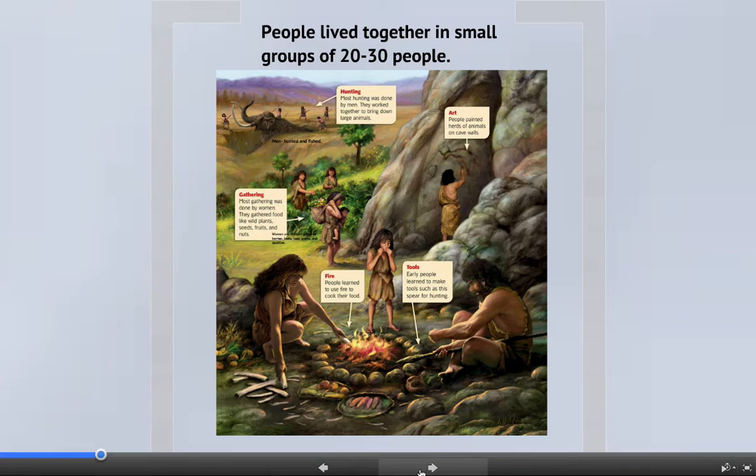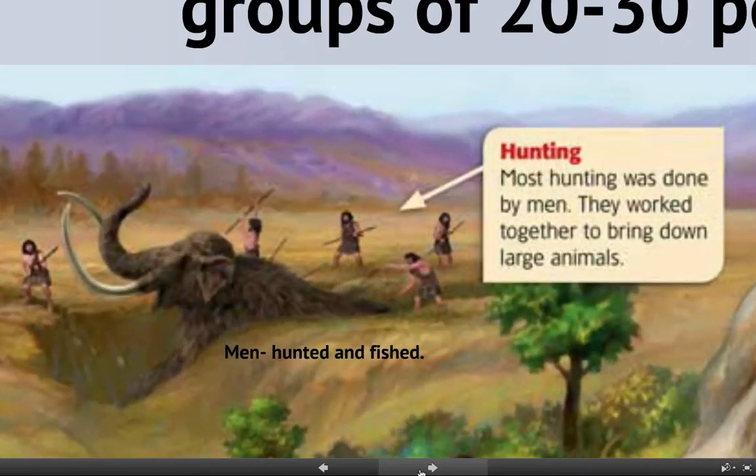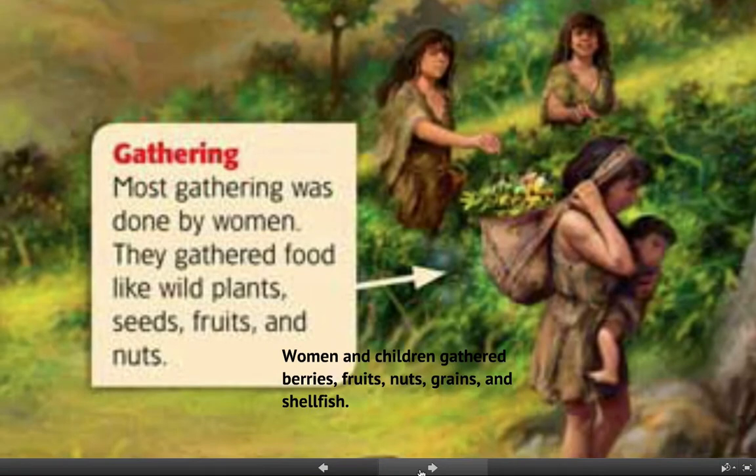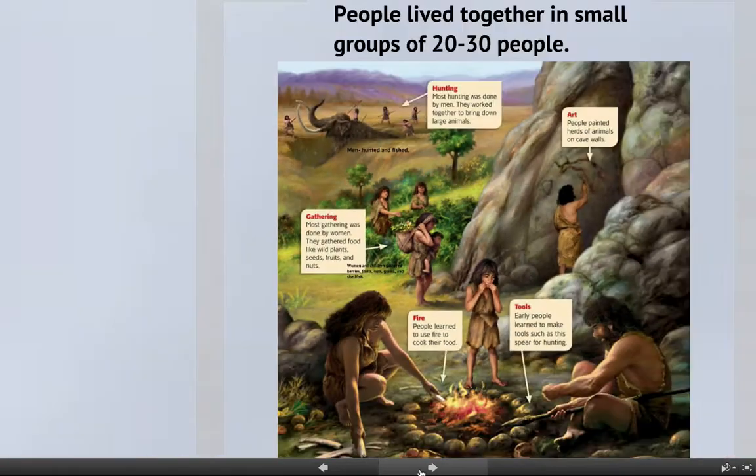In this type of society, a nomadic society, men were usually the ones who hunted and fished. Right? They're the ones responsible for going out into the forest or going out in the plains and hunting animals or fishing to bring back meat or bring back fish for food. Women and children were in charge of gathering food. So they gathered things like berries, fruits, nuts, grains, and shellfish. Bring these things back just like the men bring back meat so that people can eat it and survive.